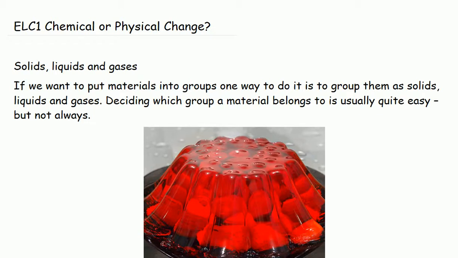ELC1 Chemical or physical change. Solids, liquids and gases. If we want to put materials into groups, one way to do it is to group them as solids, liquids and gases. Deciding which group a material belongs to is usually quite easy, but not always.